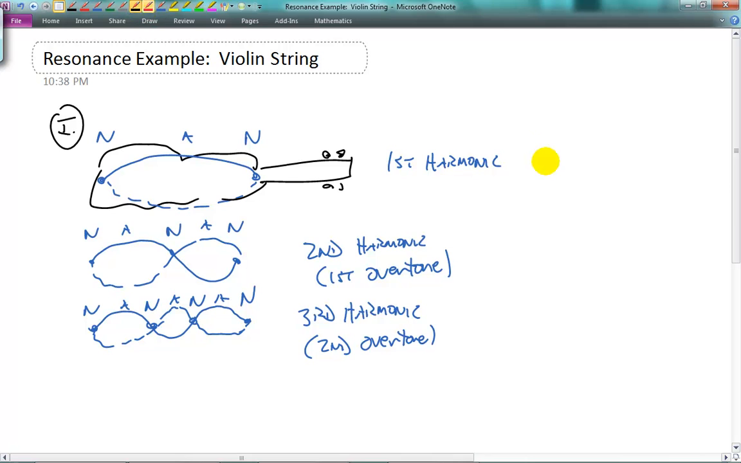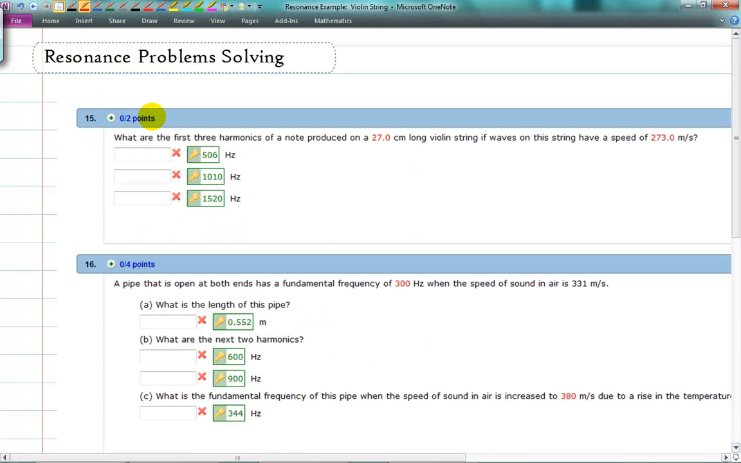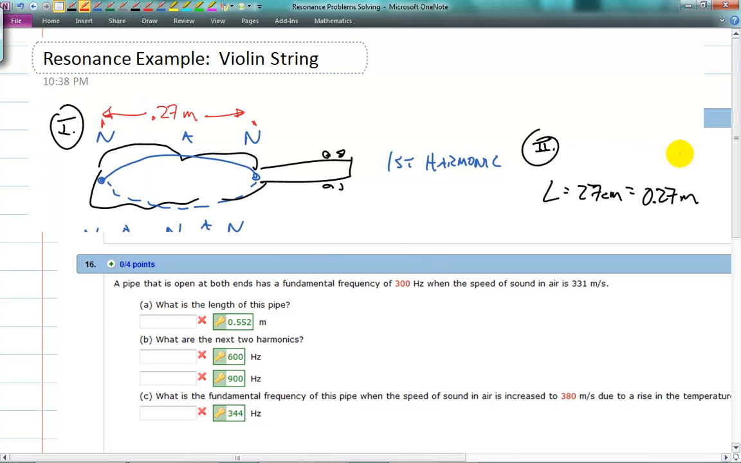In step 2, let me just list my knowns and unknowns. The length is given as 27 centimeters, which we convert to meters by dividing by 100. Centi is the metric prefix for a hundredth, like 100 cents in a dollar, 100 years in a century, etc. So the length of our string is 0.27 meters, and that'll help us find the wavelength. Then we're given the velocity of the waves is 273 meters per second.